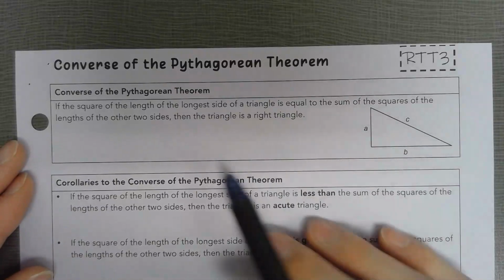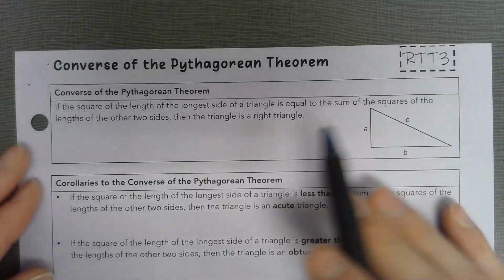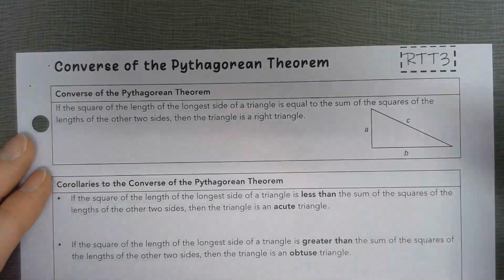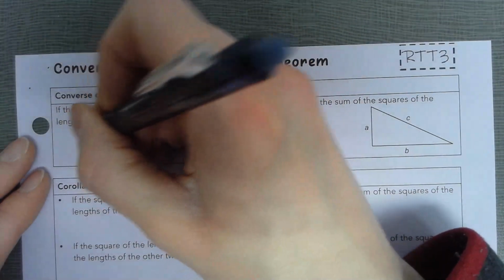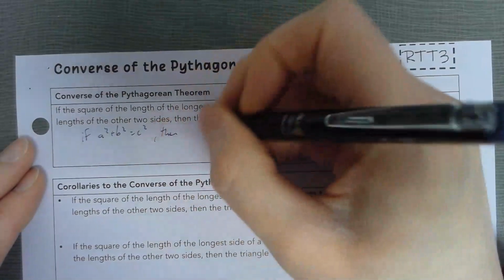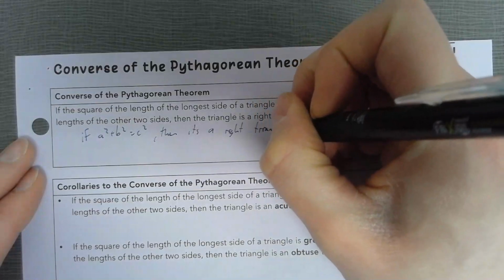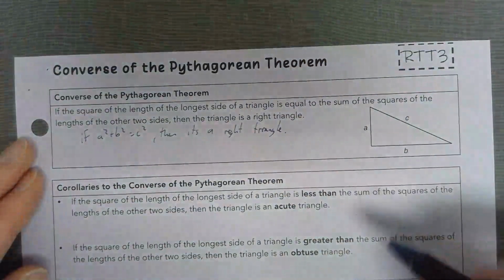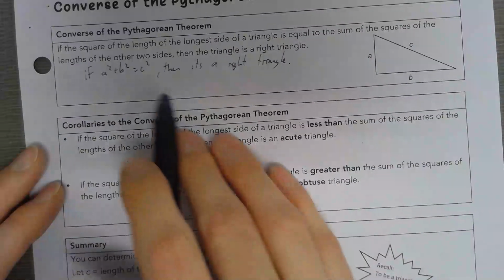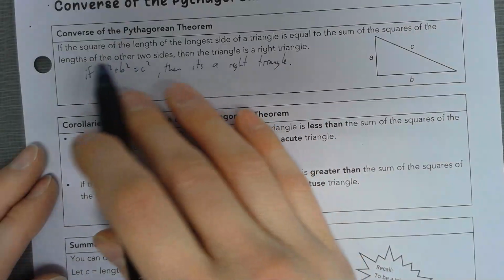The converse says if the square of the length of the longest side of a triangle is equal to the sum of the squares of the lengths of the other two sides, then the triangle is a right triangle. So, in other words, if a squared plus b squared equals c squared, then it's a right triangle.